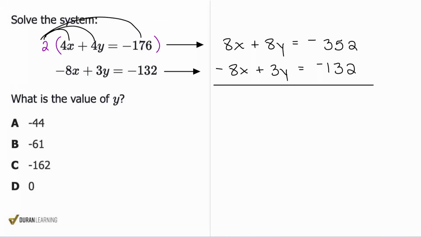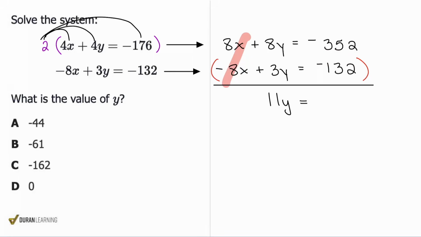Let me just draw my line here and let me add. So if I were to add, boom, the x cancels out exactly like I hoped for. And then here we have 8y plus 3y. Everybody, 8y plus 3y. That's going to leave us where? Yeah, that's 11y. And then that's going to equal negative 352 minus 132. So basically just combine these and keep it negative. That'll be 484.